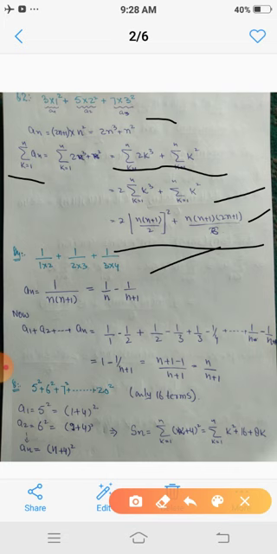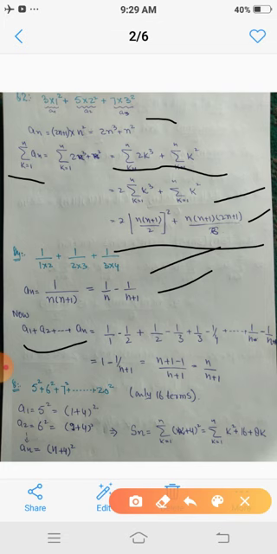1 upon n into n plus 1, because for the first term, the first factor in the denominator is 1, in the second term the first factor is 2, for the third it is 3, which implies that for the nth term the first factor should be n. Similarly 2, 3, 4, we get n plus 1, because each is greater than 1. So this can be written as 1 by n minus 1 by n plus 1.